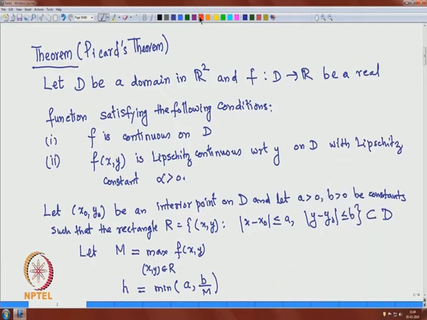The conditions we assume are: f is continuous on D and f x y is Lipschitz with respect to y on D with the Lipschitz constant alpha, and the initial point x 0 y 0 is an interior point of D, and we take a closed rectangle inside the domain D such that two constants are defined. M is the maximum of the function in the rectangle R, and h is the minimum of A and B by M.